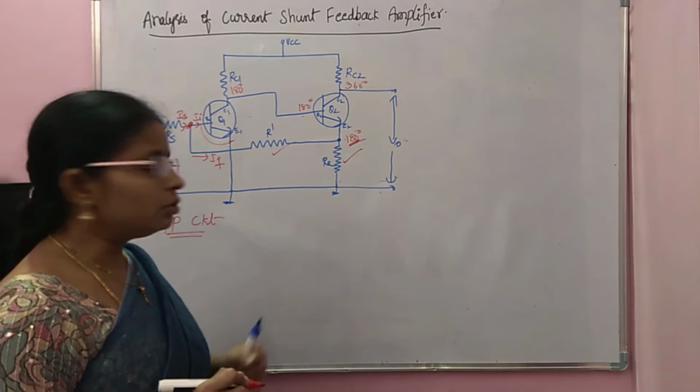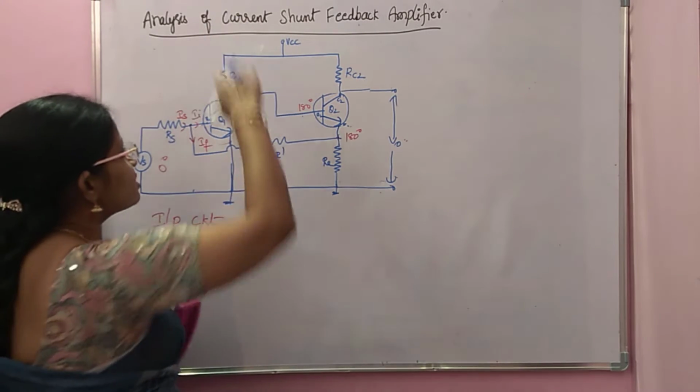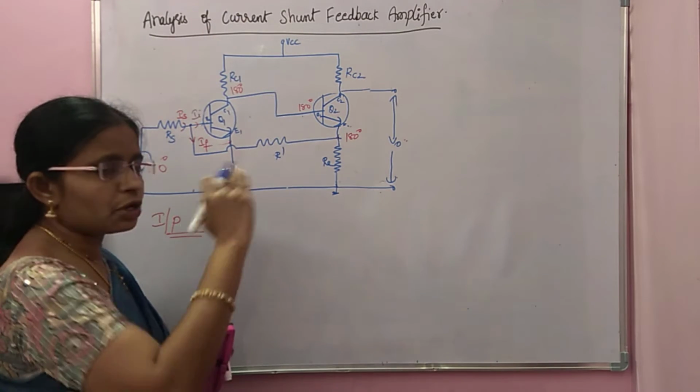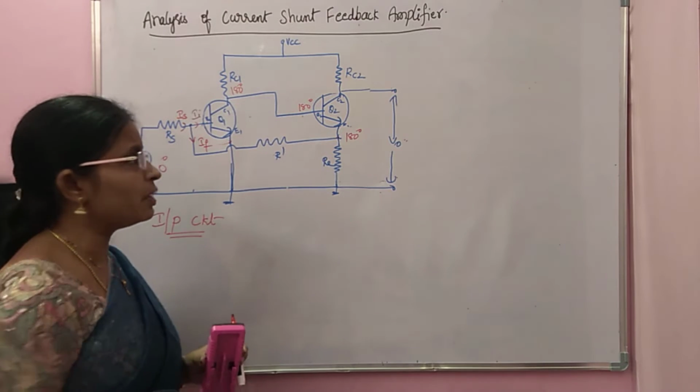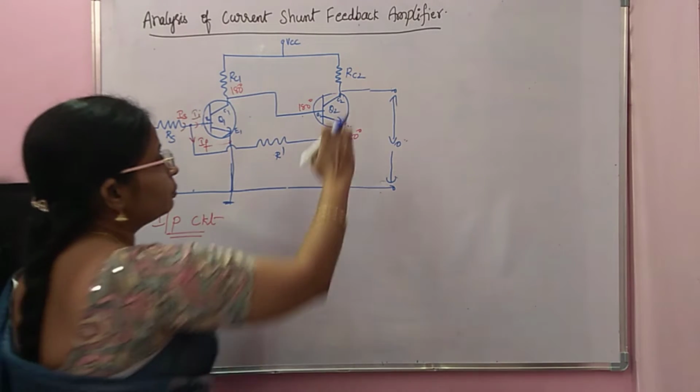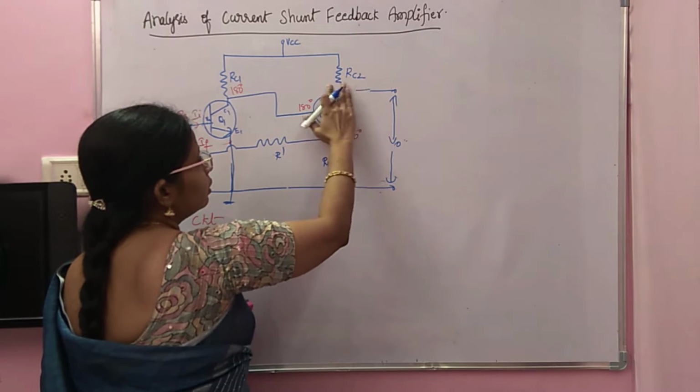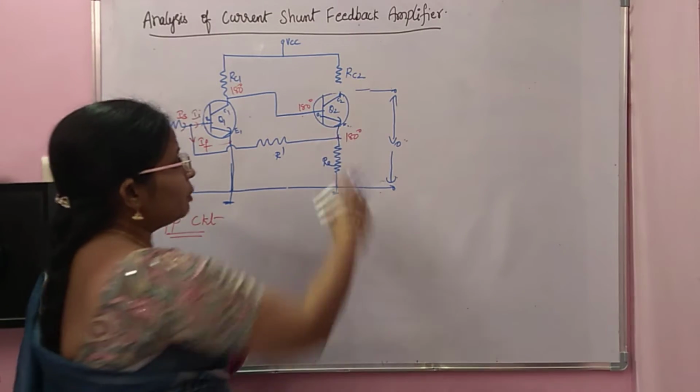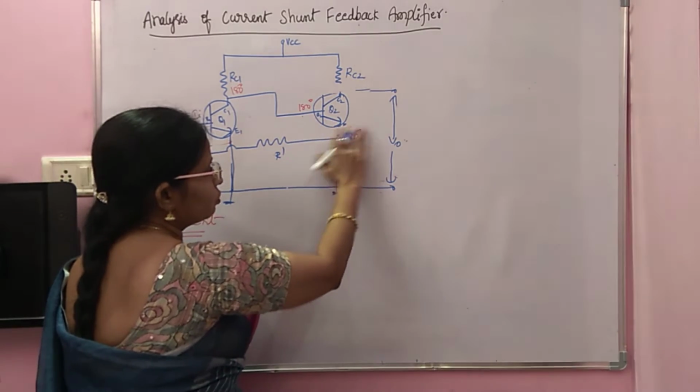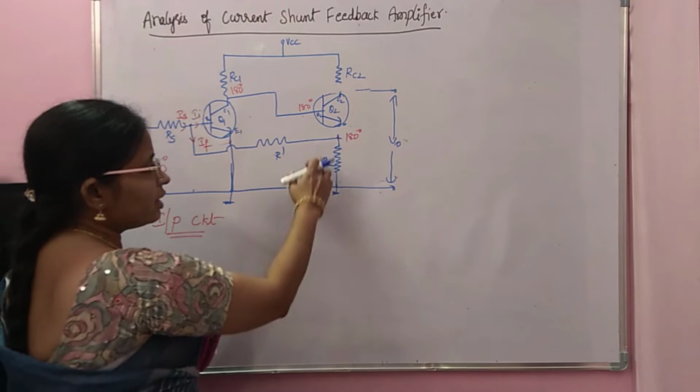What do you have to do to find the input circuit? As this is current sampling, to draw the input circuit, you have to make I0 equal to 0. That means you have to open the output loop. Just open it, which means there is no current. You can totally remove it. There is no current through RD.